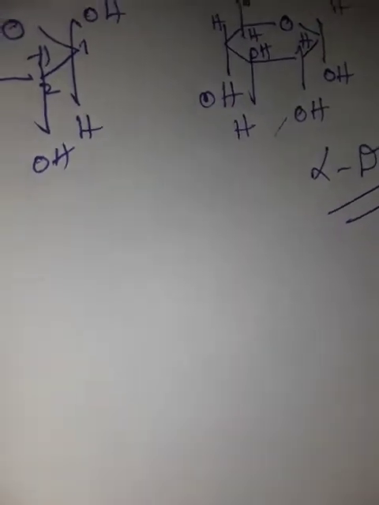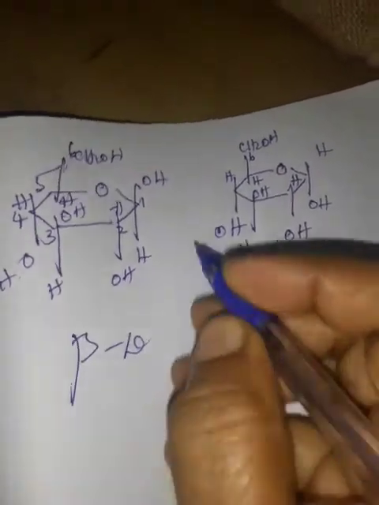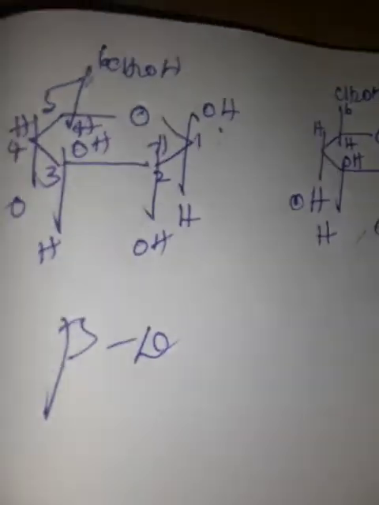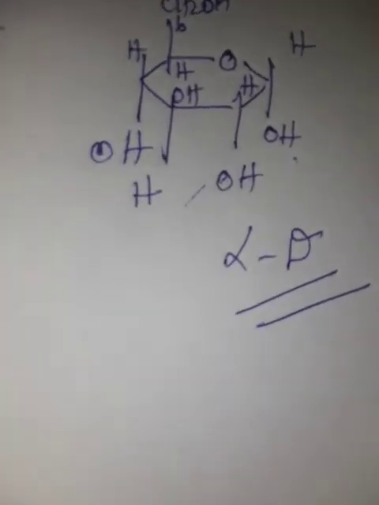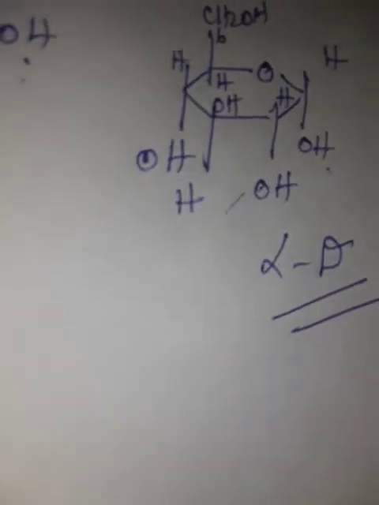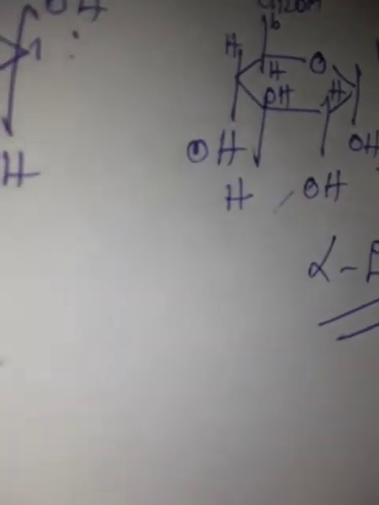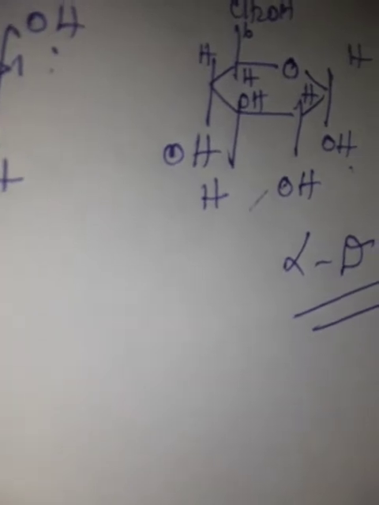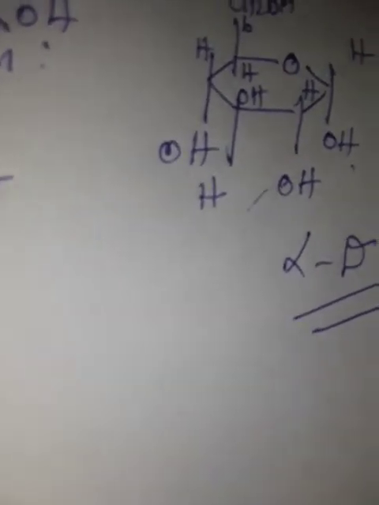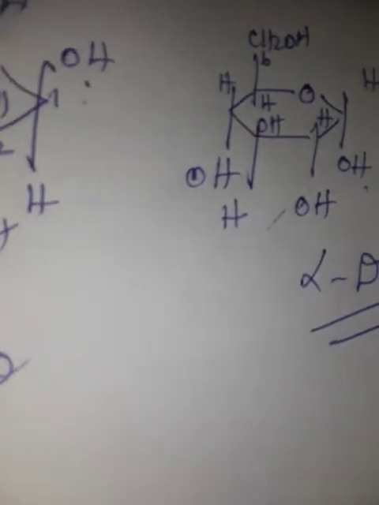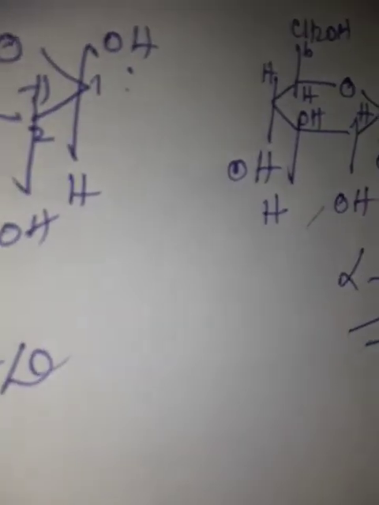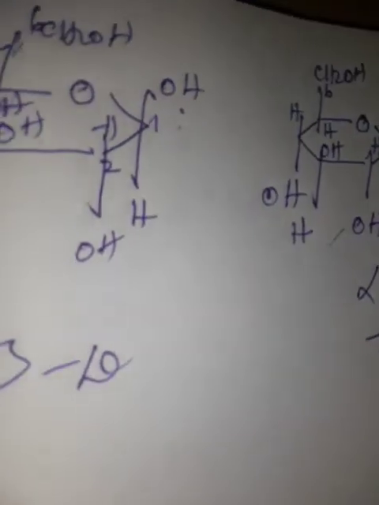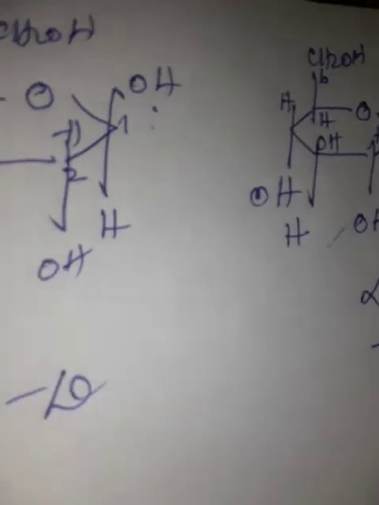This is alpha D, this is beta D. Only this OH differs. The specific rotations of pure alpha and beta D glucose are 112 degrees and 18.7 degrees. When a pure form of either sugar is dissolved in water, interconversion of alpha D glucose and beta D glucose takes place, giving a specific rotation of plus 53 degrees. This phenomenon is called mutarotation.